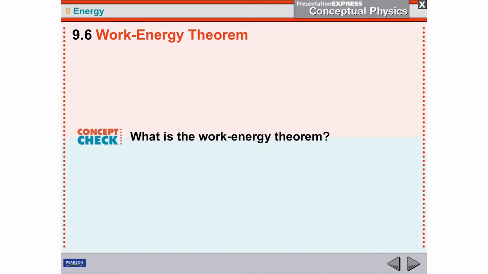So did you learn anything? What is the work energy theorem? The work energy theorem says that the amount of work done on an object can change the kinetic energy of that system. You can either make something go faster by increasing its velocity, or you can make something go slower by decreasing its velocity. Either case, you're going to change the kinetic energy of the system by doing work on the object or having work done by the object.